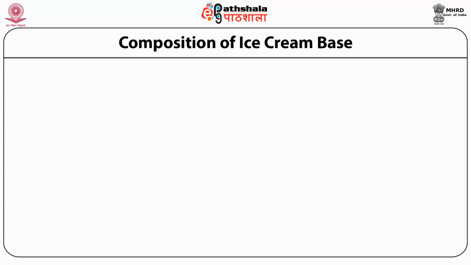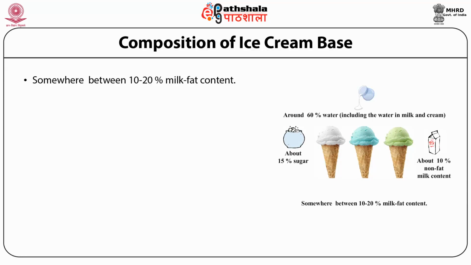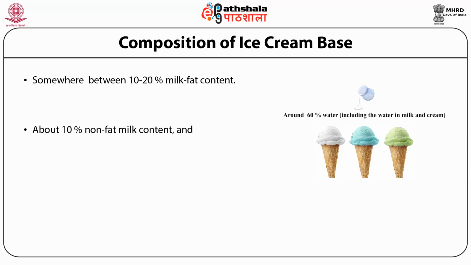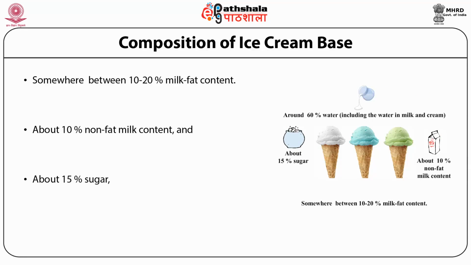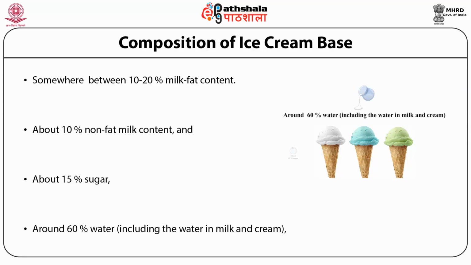Ice cream base is made with the help of fat, sugar, and water. It contains generally 10 to 20% fat, which may be milk or any other vegetable fat. There are 10% non-fat milk contents in it. They may be proteins and salts. It contains 15% sugar of any type and around 60% of ice cream is water.